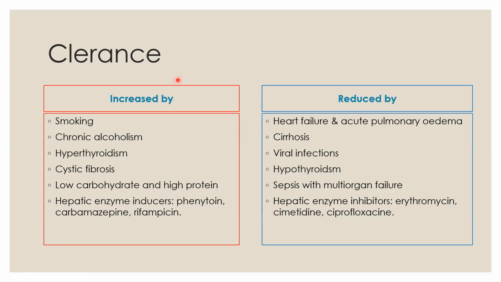Now the clearance will also be reduced by heart failure and acute pulmonary edema, cirrhosis, viral hepatitis, viral infections, and hypothyroidism. Just now the hyperthyroid can increase, hypothyroidism can reduce. Also sepsis with multi-organ failure, and hepatic enzyme inhibitors such as erythromycin, cimetidine, vancomycin, ciprofloxacin.